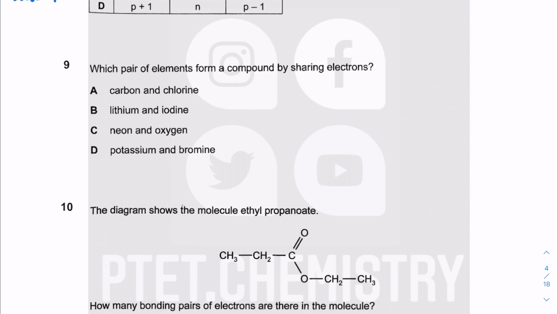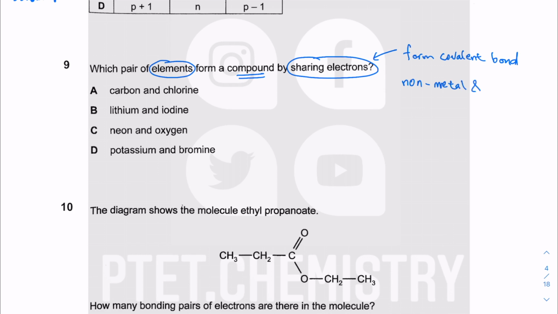Question 9. Which pair of elements forms a compound by sharing electrons, i.e. they form a covalent bond? When they form a covalent bond through the sharing of electrons, we are looking at non-metal and non-metal, as part of what you did in the introductory bit on structure and bonding. Okay, so carbon is a non-metal, chlorine is a non-metal. We already got our answer there. Lithium is a group 1 metal, and iodine is a group 7 non-metal.